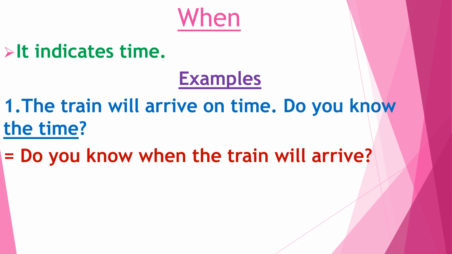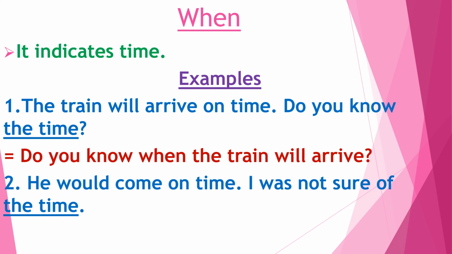So at first we use the second sentence, do you know? And we remove the word the time. So do you know? Then we use joining word when. Then we use the first sentence, the train will arrive, and on time is removed here. We do not need to repeat it.